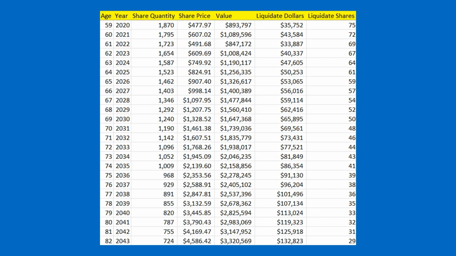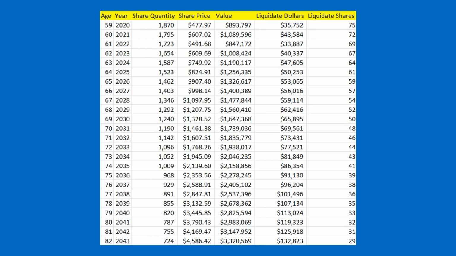Here is age 59 through age 82. Now I can only use actual data through 2024 because the other years haven't happened yet. So from 2025 on, I just said the S&P increased 10% each year because that's what's been happening lately. But you see, this guy's not in any trouble.